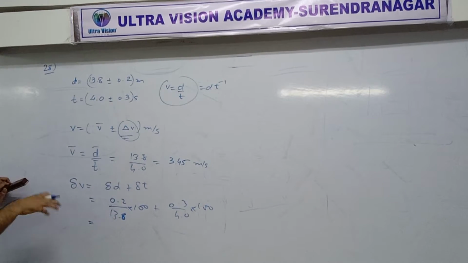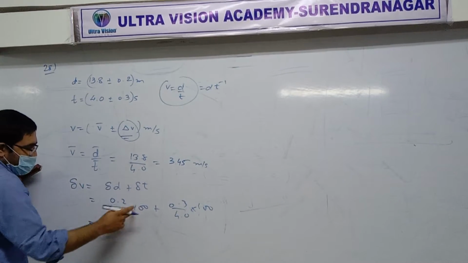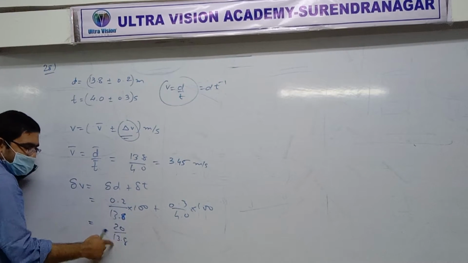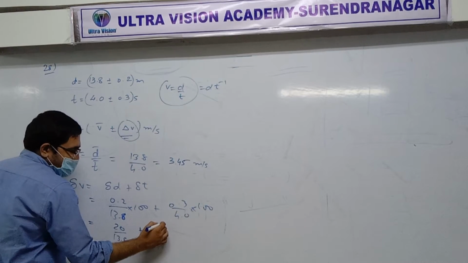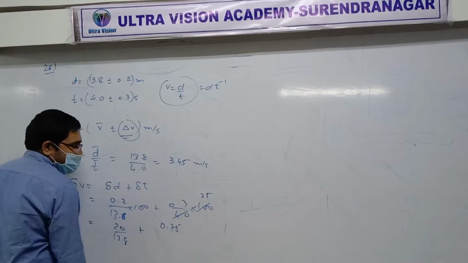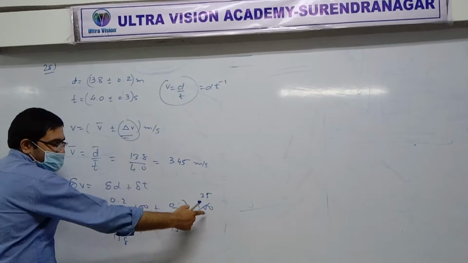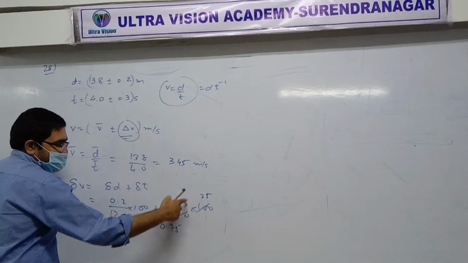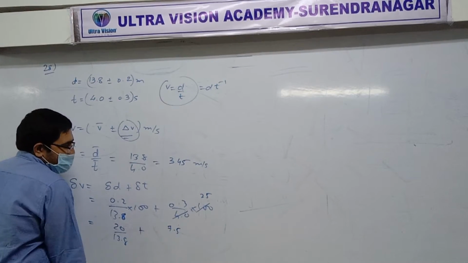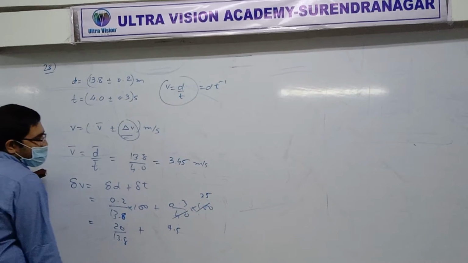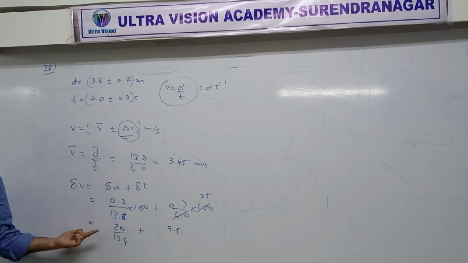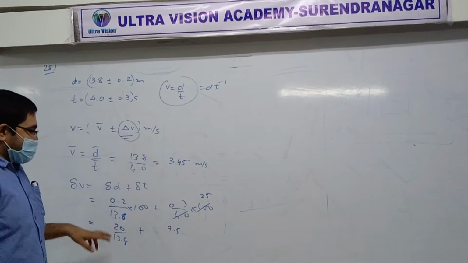Right. So now we have to do this division. This is going to be 20 upon 13.8. 0.2 into 100 is 20, plus this is going to be easy here. This is 0.75. Why? So 4 into 25 is 100. Clear? Yes or no? Yes. And then 25 into 0.3 is going to be 7.5. That's right. Clear or not? Yes. Wait, let's divide this.